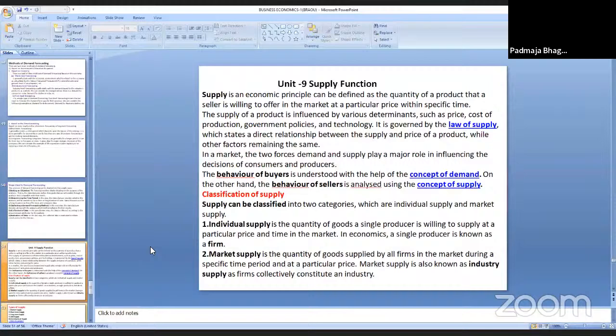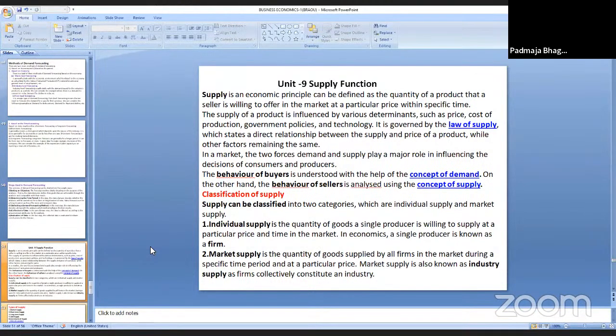And next is the behavior of the buyer. Suppose you are buying a product; your behavior is understood with the help of the concept of demand. So how does buyer behavior work? That is the concept of demand. On the other hand, the behavior of the seller is always analyzed through the concept of supply. The buyer's behavior is always understood through the concept of demand.